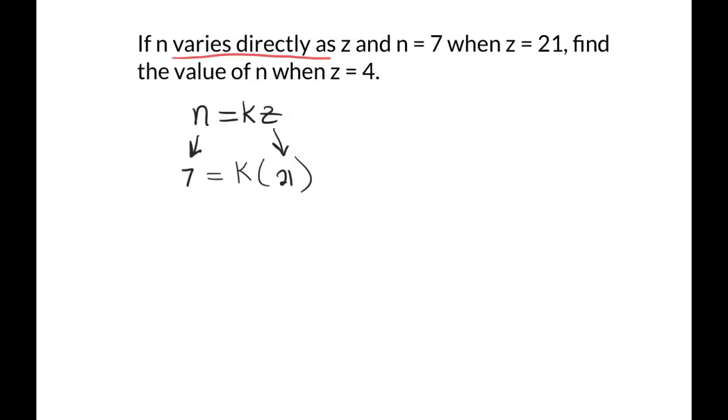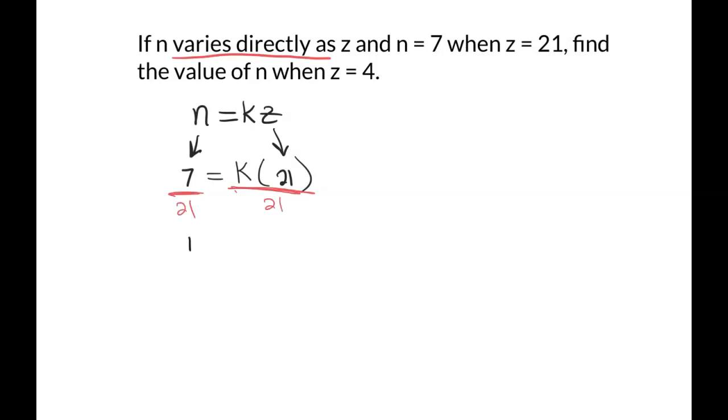So now be careful here because I am solving for k, which means I have to divide by 21. A lot of times students just automatically pick the smaller number and divide, but you need to keep in mind what you're solving for. We are solving for k, which means we need to divide both sides by 21.